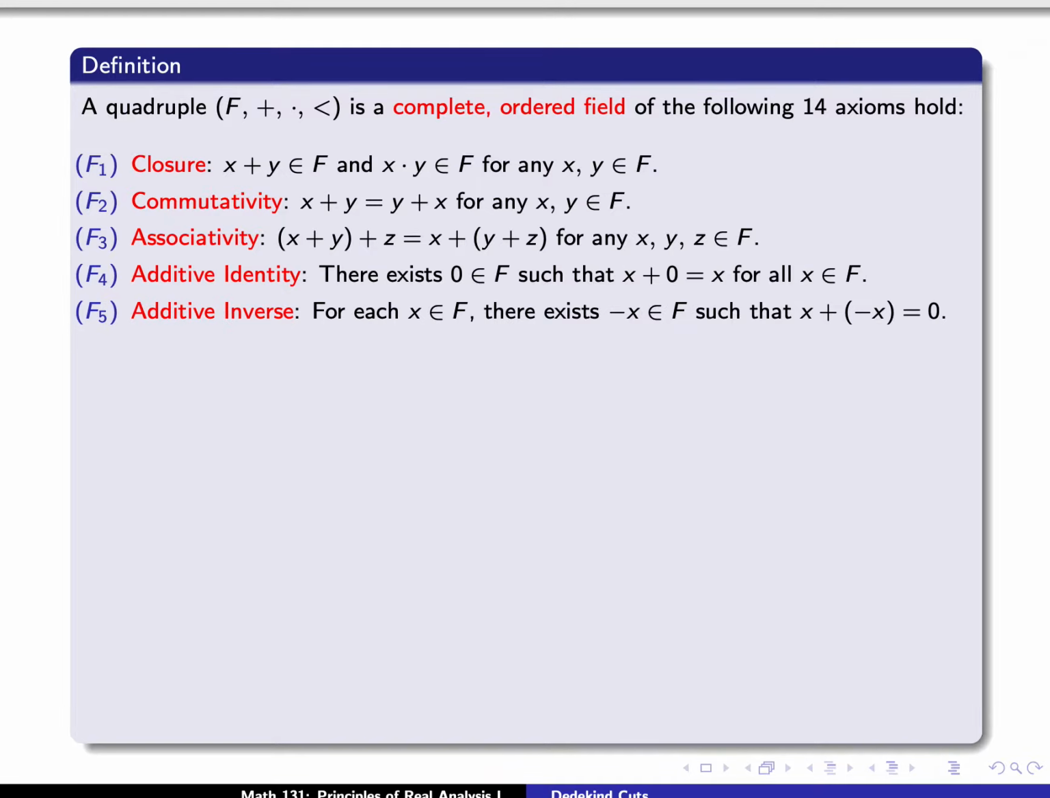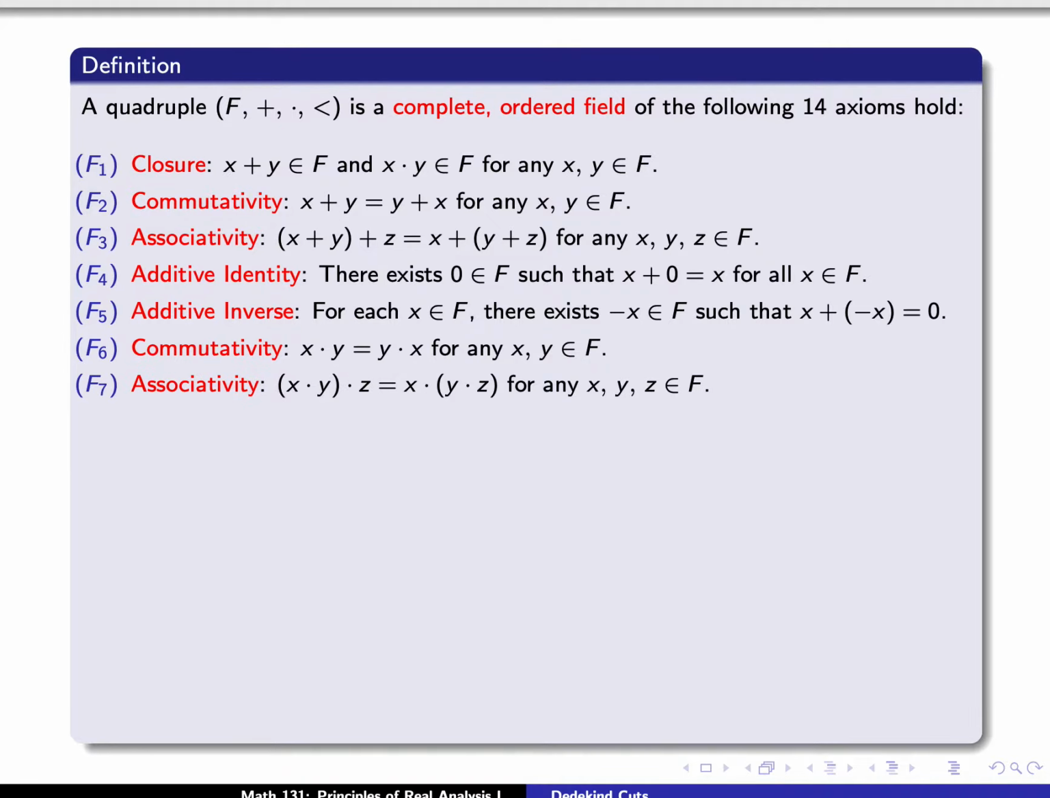Next, we have additive inverse. That is, given an element x, there should exist a negative x such that x plus negative x is the additive identity 0. Next, we have commutativity for multiplication. That is, x times y is y times x for all elements x and y. Next, we have associativity. That is, first we can multiply x times y, then multiply times z, or we could multiply y times z, then multiply times x.